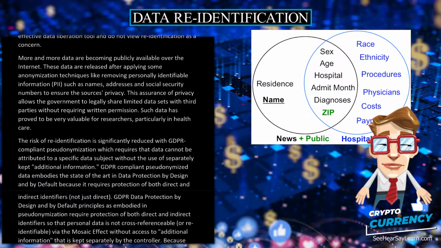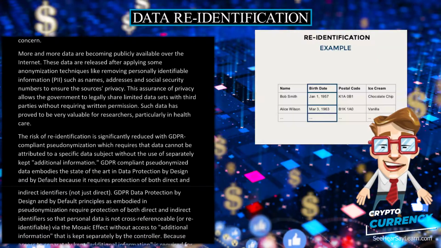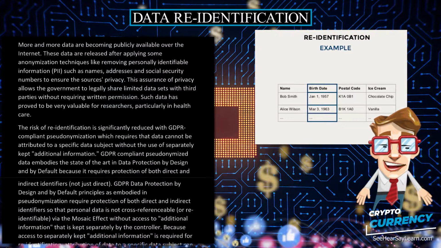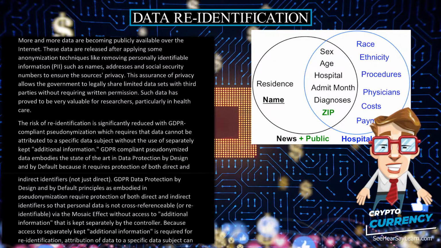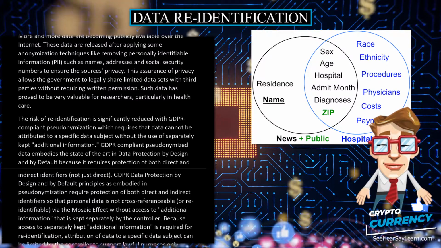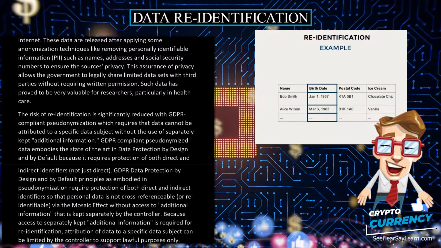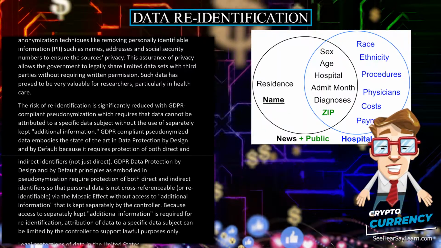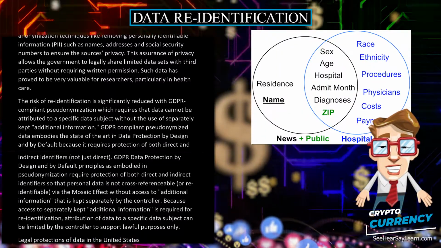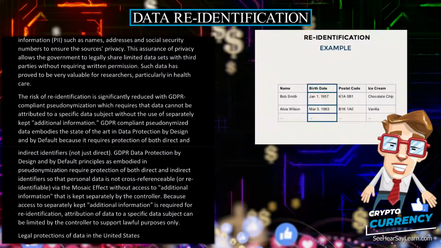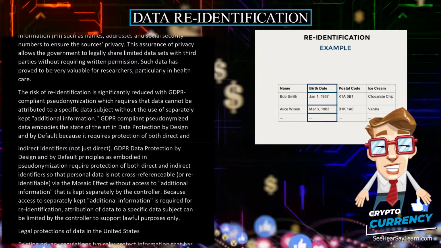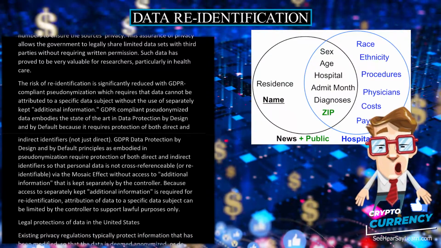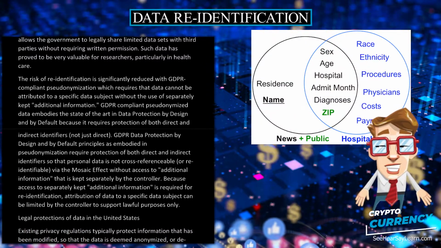GDPR data protection by design and by default principles as embodied in pseudonymization require protection of both direct and indirect identifiers so that personal data is not cross-referenceable, or re-identifiable via the mosaic effect without access to additional information that is kept separately by the controller. Because access to separately kept additional information is required for re-identification, attribution of data to a specific data subject can be limited by the controller to support lawful purposes only.